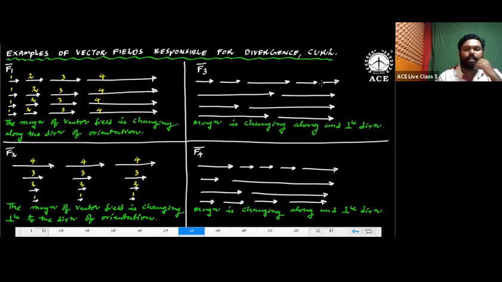Let us try to investigate the divergence and curl. How do you find the divergence here? Listen carefully. You need to place some small piece of a box here. How much is entering? 2. How much is leaving? 3. So there will be a divergence here. Divergence of F1 is not equal to 0.